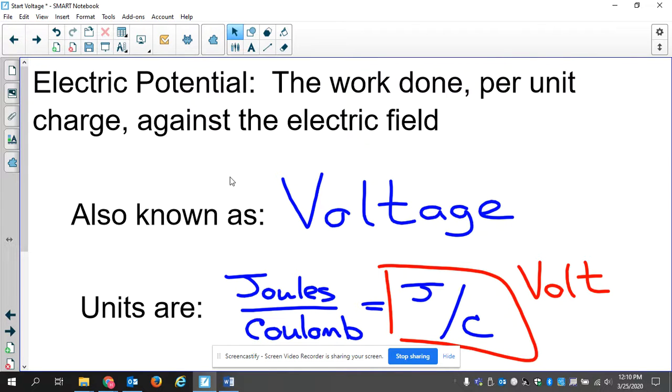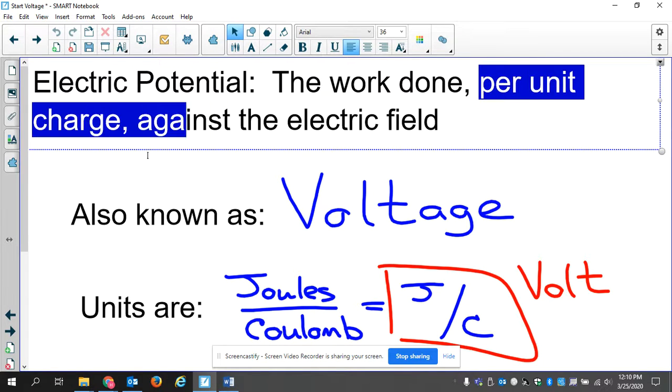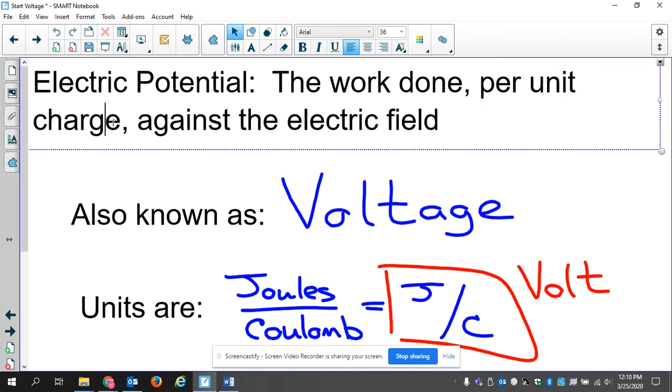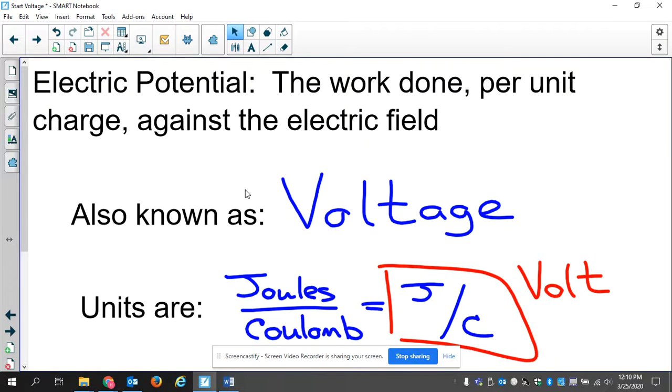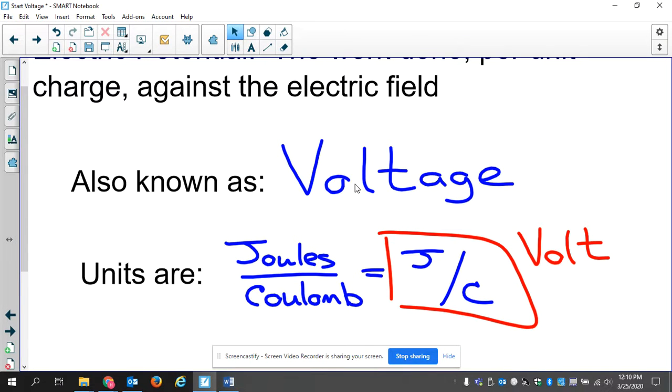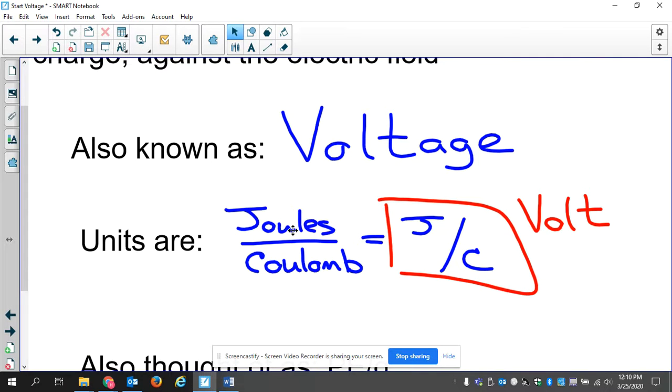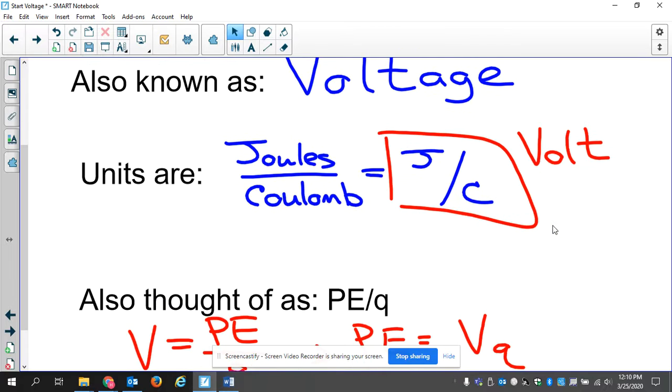So let's talk about what electric potential is, which is what voltage is. It's similar to electric potential energy, but it's actually the work done, which would be the energy, but specifically the work done per unit charge against the electric field. And it's this per unit charge part that makes it so special, or it can sometimes cause some wrinkles for people. So the idea of having work done per unit charge, that's what voltage is. And so the unit for voltage is a joule per coulomb, or simply you'll see it written as a volt.